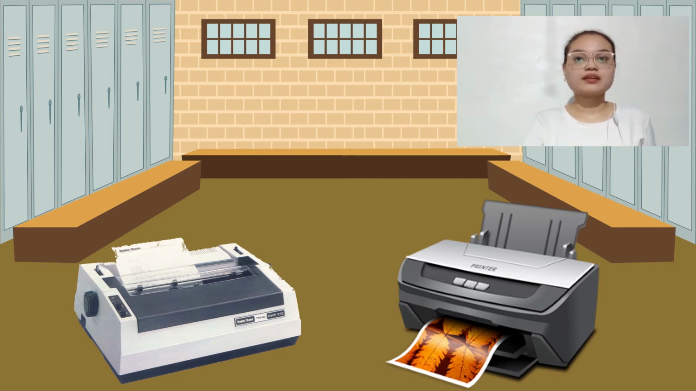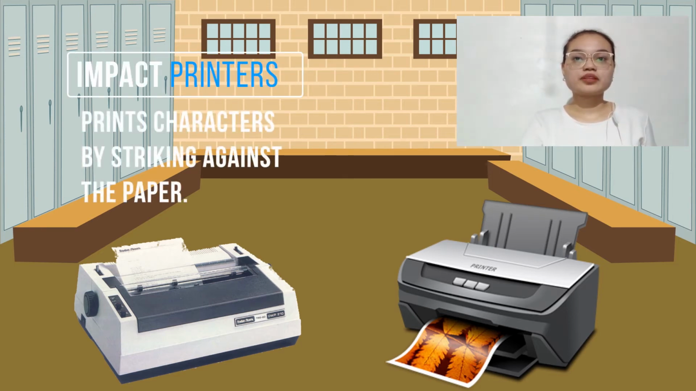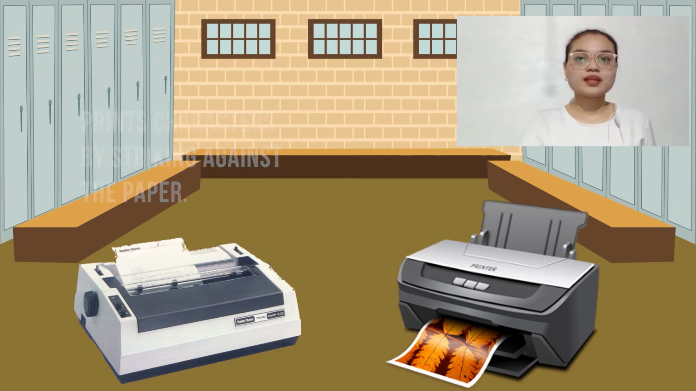Types of printers. Impact printers. An impact printer makes contact with the paper. It usually forms the print image by pressing an ink ribbon against the paper using a hammer or pins.